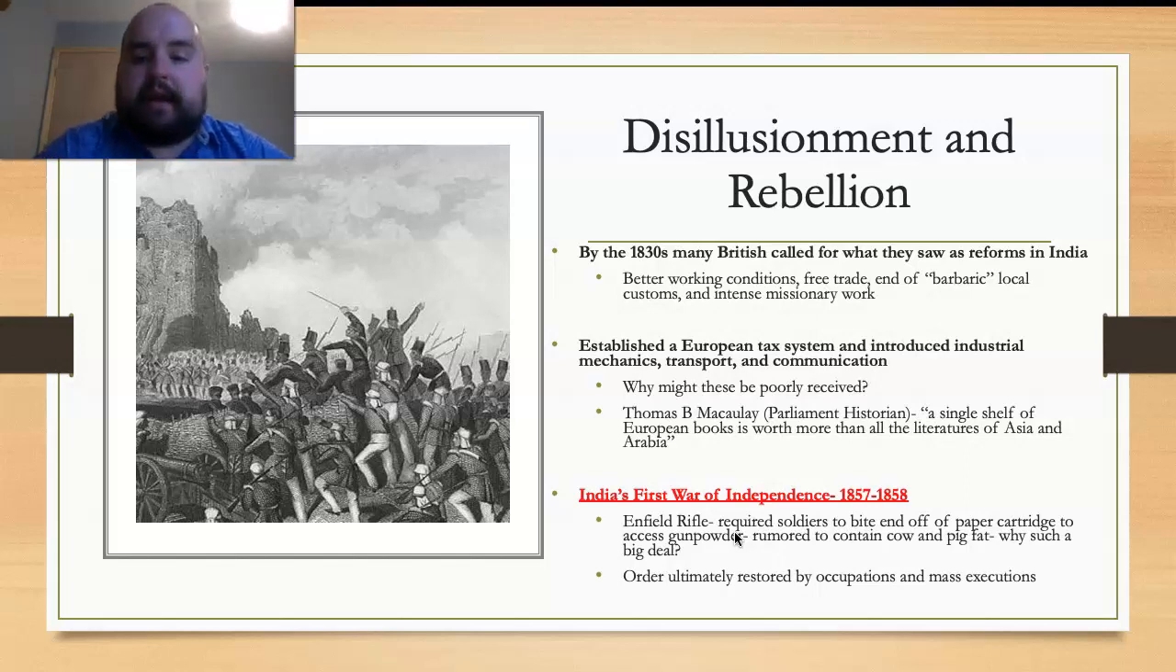This, of course, as you might imagine, led to some of that freedom potentially backfiring against the British. By the 1830s, many British people had called for what they saw as reforms in India. They called for better working conditions, free trade, the end of barbaric local customs, as they called them, and intense missionary work. A couple of specific examples. They established a European tax system which they felt was more efficient, and introduced industrial mechanics, transport, and communication. Now, on the surface, these probably all sound like good things, but why do you think maybe the Indians still weren't very fond of them?